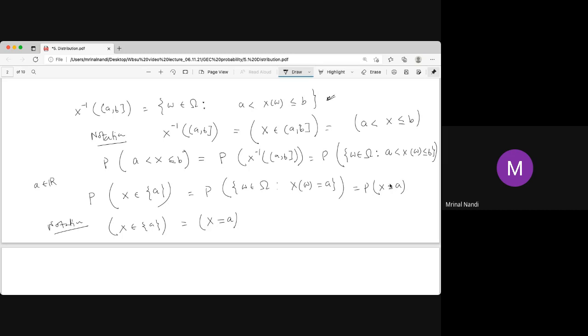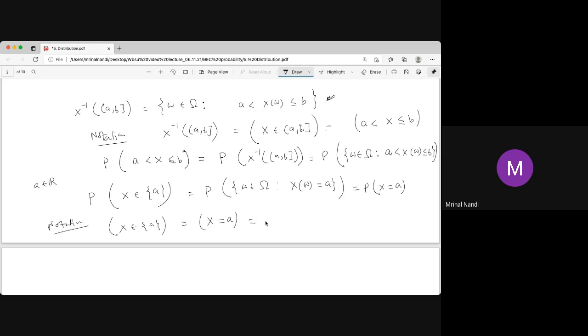X is a function and A is a real number. How can a function be equal to a real number? It is like saying the function sine equals 2. It means the set of all omega such that X of omega equals A. So we just take this notation. Remember, X equal to A is not just the function X equal to A. It means it is the collection of all inputs whose functional output is A. So if I say sine equals 1, that means the set of all x such that sine x equals 1.